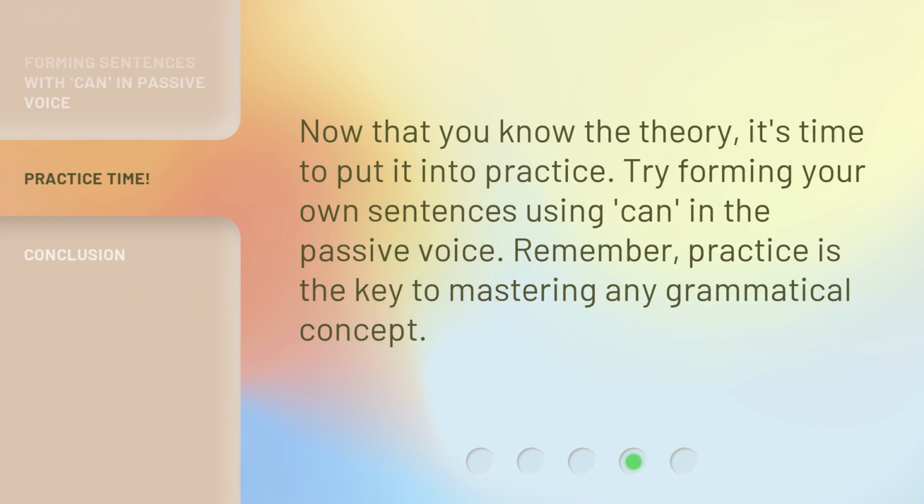Now that you know the theory, it's time to put it into practice. Try forming your own sentences using can in the passive voice. Remember, practice is the key to mastering any grammatical concept.